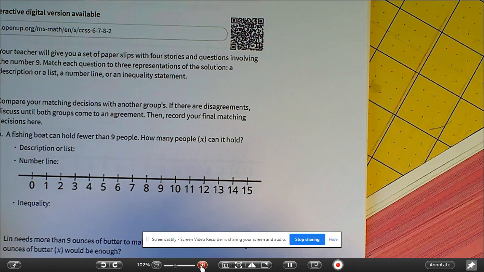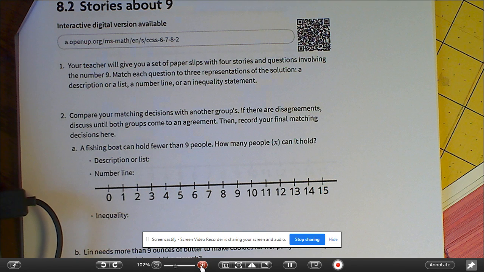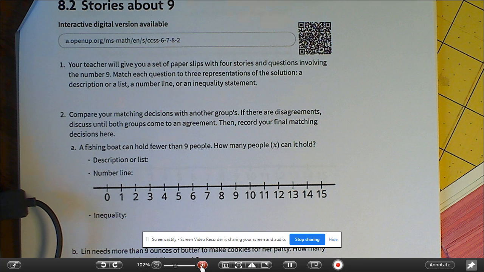Okay, so this one we're going to have to do a little bit differently because it's supposed to be an activity we do in class where I give you little slips of paper with 4 stories and questions involving the number 9. So match each question to 3 representations of the solution: a description, a list, a number line, or an inequality. So let's just go through these. Comparing your matching decision with another group's, if there are different agreements, and so on.